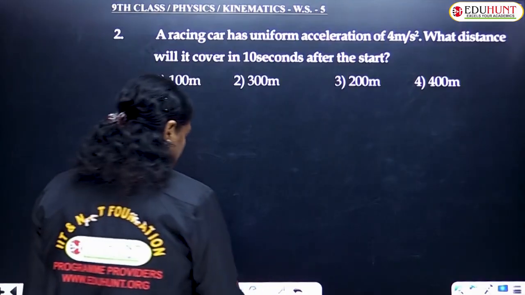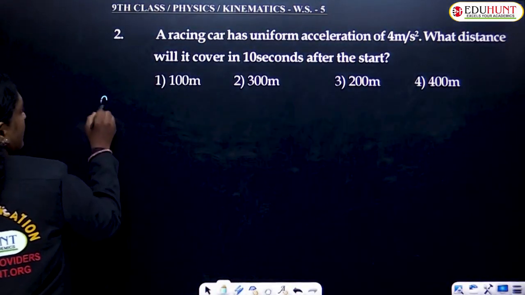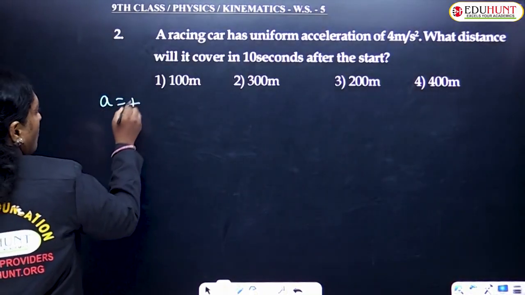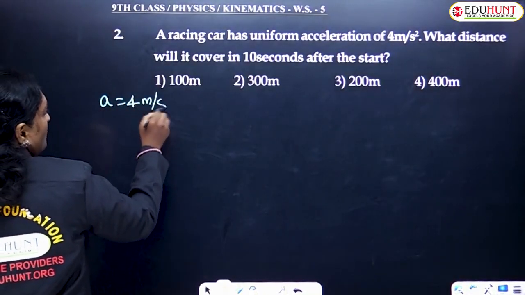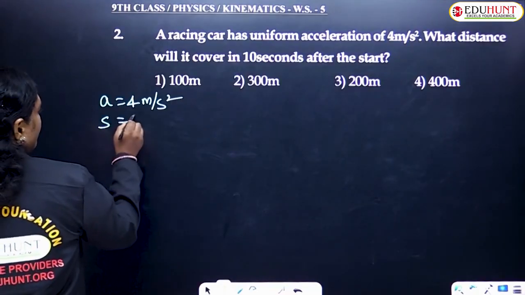So first of all, let us try to write the given data. What is given data? Acceleration is given as 4 meter per second square. And distance you are asked to find out.